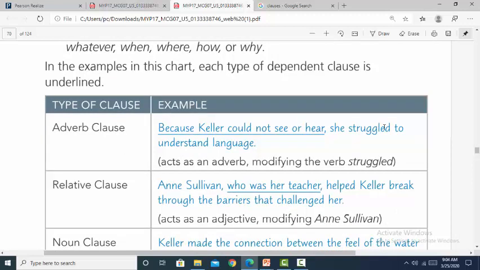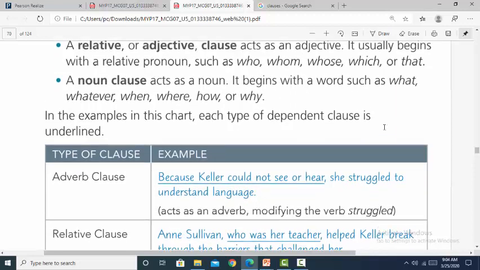Because Killer could not see or hear, she struggled to understand language. So the clause because Killer could not see or hear is called an adverb clause, and it acts as an adverb. Adverb for which verb? For the verb struggled. So because Killer could not see or hear, what did she do? She struggled to understand language. How did we know that this is an adverb clause?